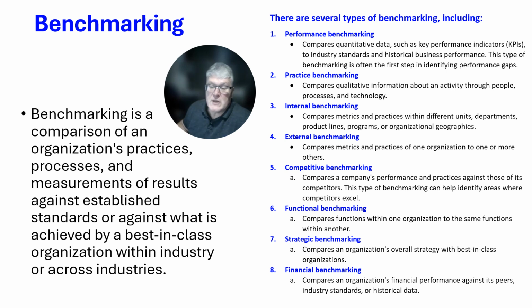There's performance benchmarking, which compares quantitatively data, generally KPIs, key performance indicators, across an industry. There's practice benchmarking that compares qualitatively information about people, processes, and technology. There's internal benchmarking, external benchmarking, competitive benchmarking, and functional benchmarking, that means comparing within an organization one department against another. Strategic, that's comparing your organization against the best in class of all places. And then financial, and that is looking at the finances of peer industry and historical data.